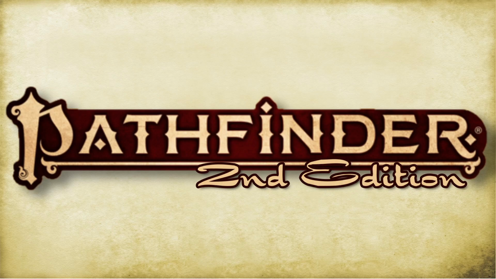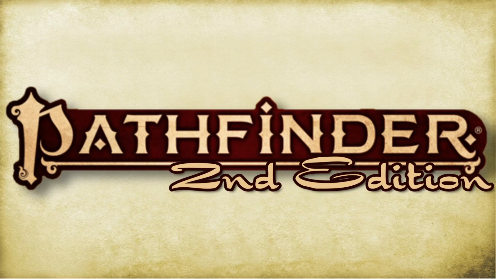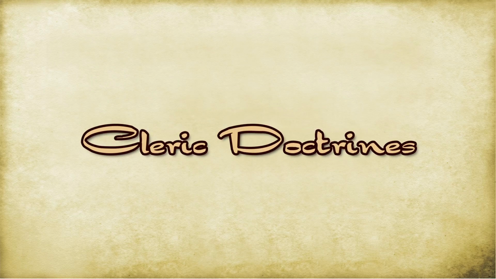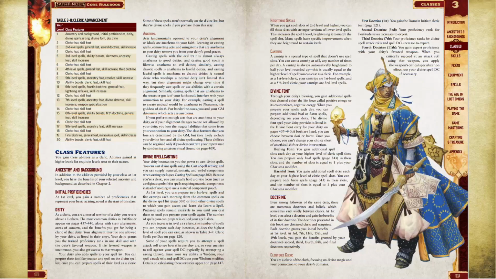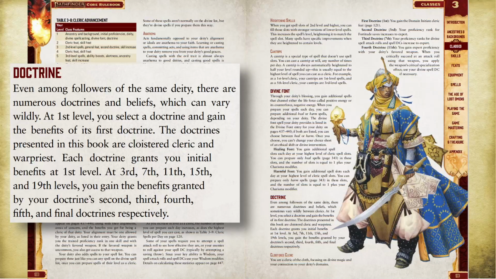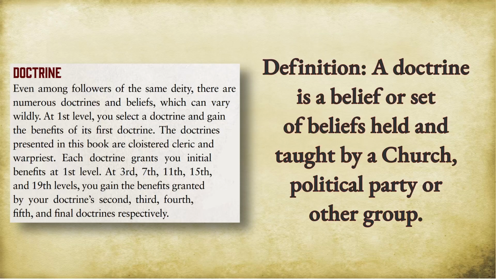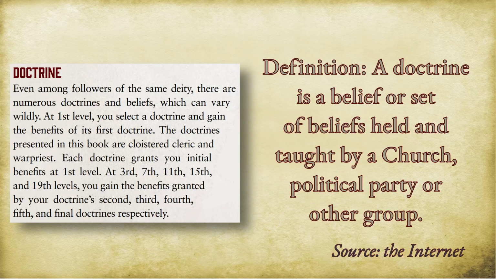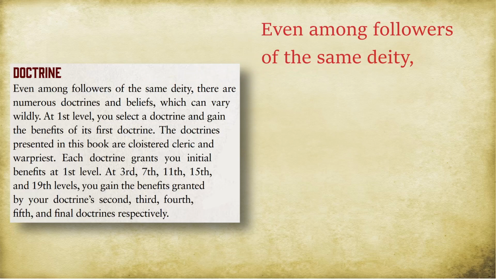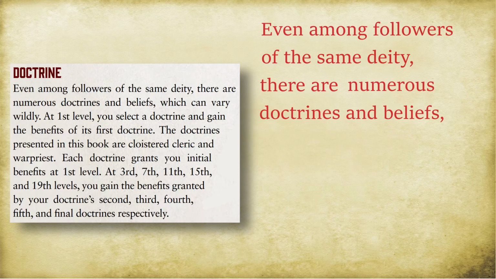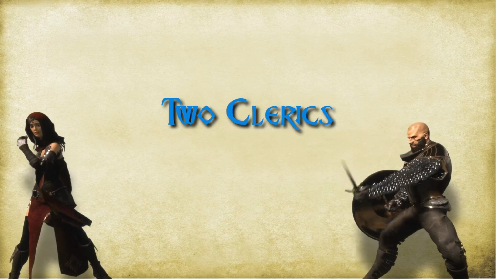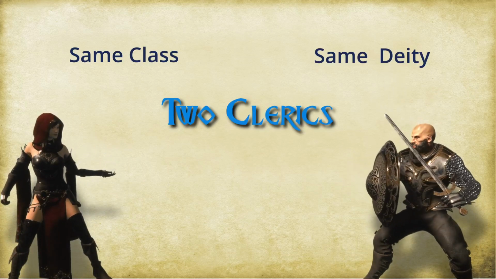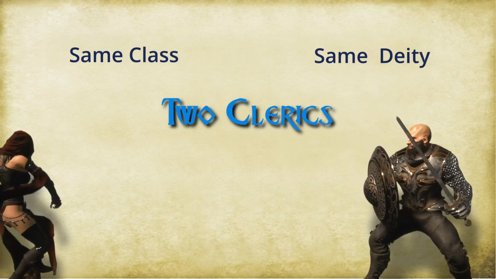This is the only show where we break down the Pathfinder 2nd Edition rules. Today's show, Cleric Doctrines. When you play a cleric in Pathfinder 2nd Edition and you're making all the choices for your cleric, one of your class features is something called your doctrine. A doctrine is basically a set of beliefs for how a cleric carries out their faith. As the book says, even among followers of the same deity, there are numerous doctrines and beliefs, which sometimes vary wildly between clerics. In other words, you could have two clerics with the same class and even the same deity, and they could look drastically different, just because they have a different doctrine.